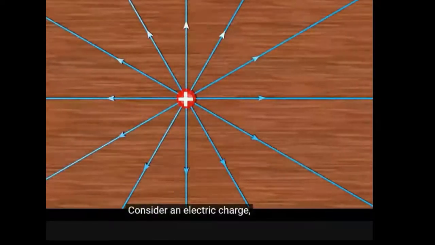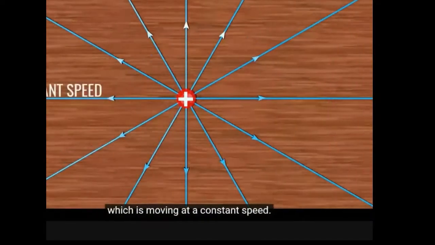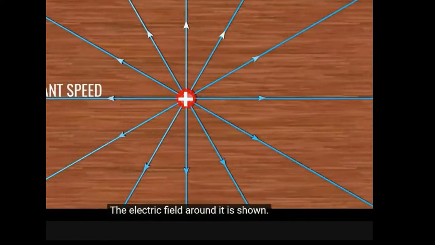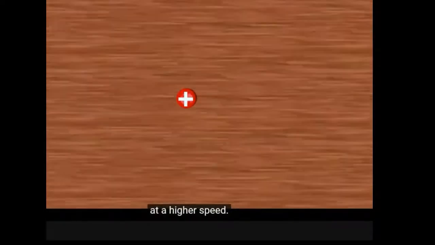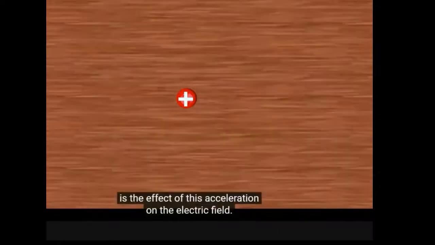Consider an electric charge, which is moving at a constant speed. The electric field around it is shown. Now, imagine for a fraction of a second, it accelerates. After that, it continues its uniform motion at a higher speed. What we need to understand is the effect of this acceleration on the electric field.